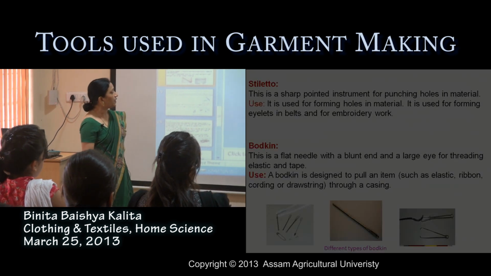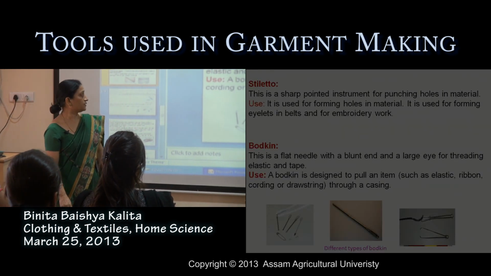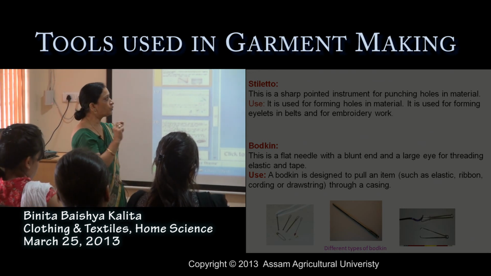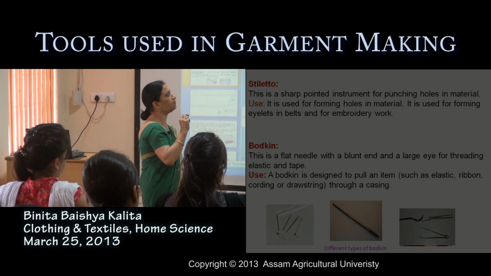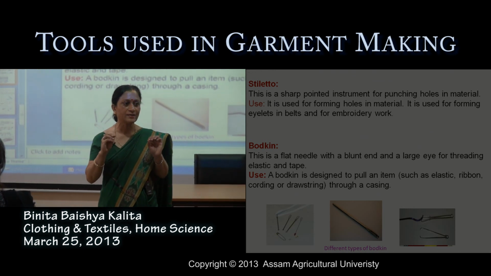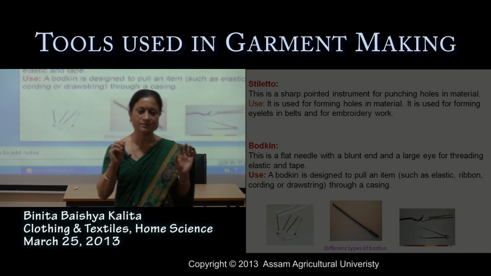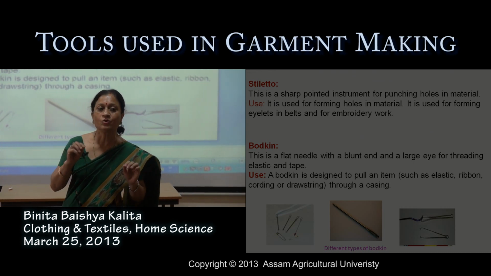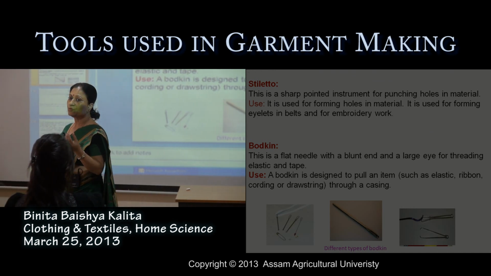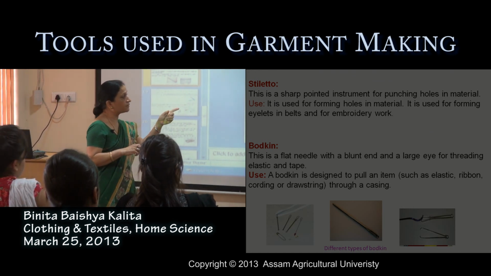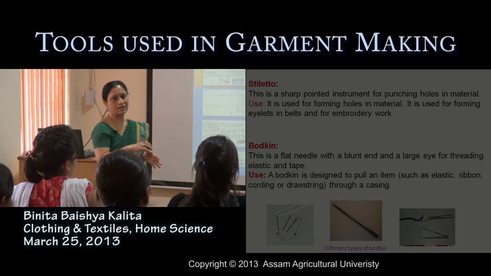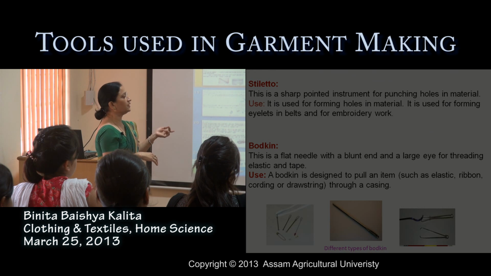Then stiletto, another type of sewing equipment. This is a sharp pointed tool which will make a hole in the material. That means, have you seen the eyelet in some garments? They are having eyelets, no? To attach the eyelet in the garment, they use one tool, that is the stiletto, that punches the hole in the material, and in that hole you can put the eyelet.